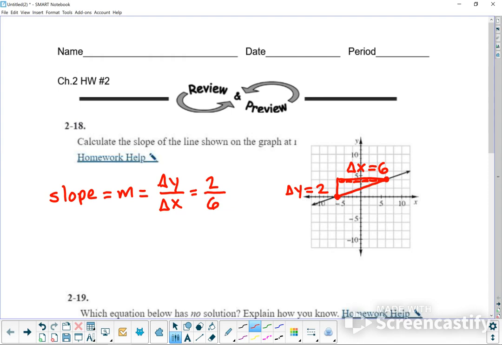Because remember, I might have mentioned that you want to pick points that are very close. So these are a little further apart. If you had picked these 2 points in blue, that point, and this point, you wouldn't have to do any reducing. But because we didn't pick the 2 closest points, we have to divide each of these by 2. Okay, so 2 divided by 2, that's 1. And 6 divided by 2 is 3. So your slope is 1/3.